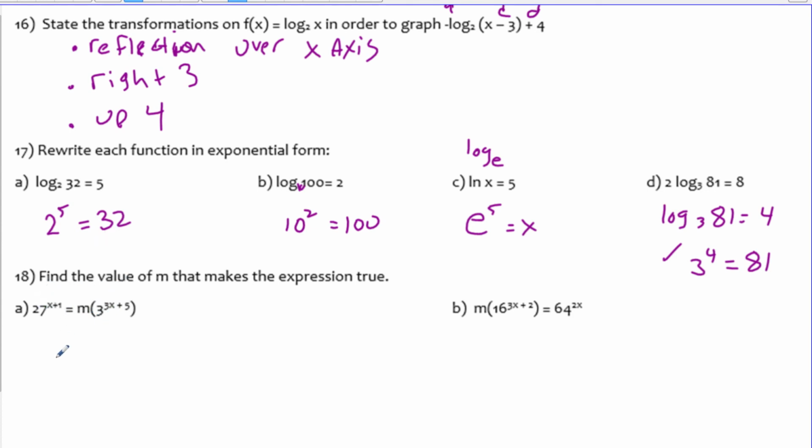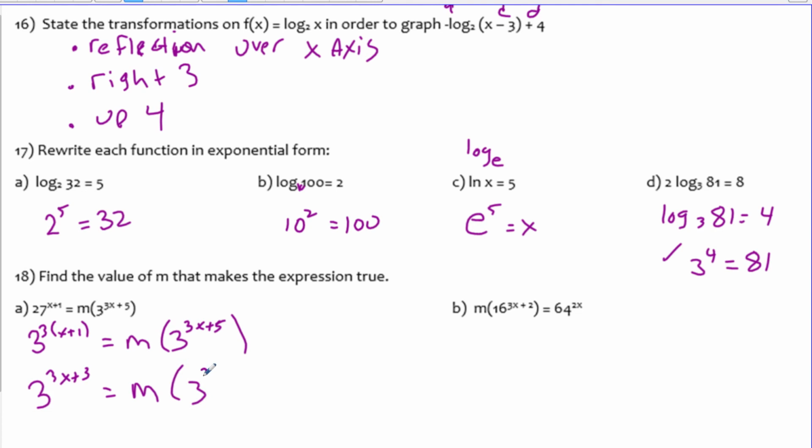So I'm going to change the left-hand side so that it has a base of 3. So this is 3 to the 3rd times x plus 1. Okay? And then I didn't change the right-hand side at all, so I'm just going to leave that one alone. 3 to the 3x plus 5. Okay? And then I'm going to distribute this just so it looks a little nicer. 3 to the 3x plus 3 is equal to m times 3 to the 3x plus 5.